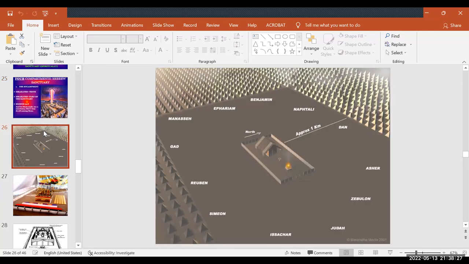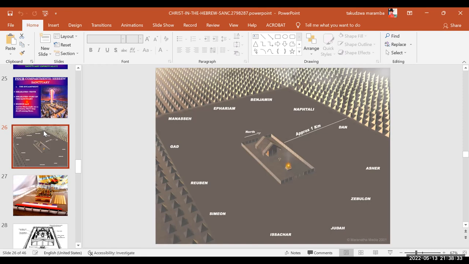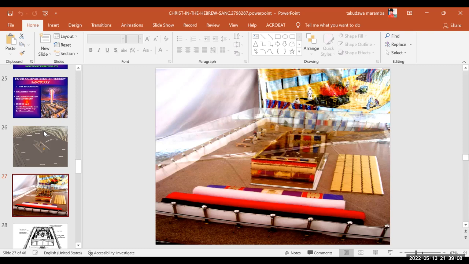So this is the sanctuary that we are seeing. The people who are surrounding the sanctuary are the 12 tribes of Israel. We've got Dan, Asher, with these people, you know them. These are the people who are surrounding the sanctuary, one kilometer away, so that they can get the services that they want from the sanctuary. God was amongst them.